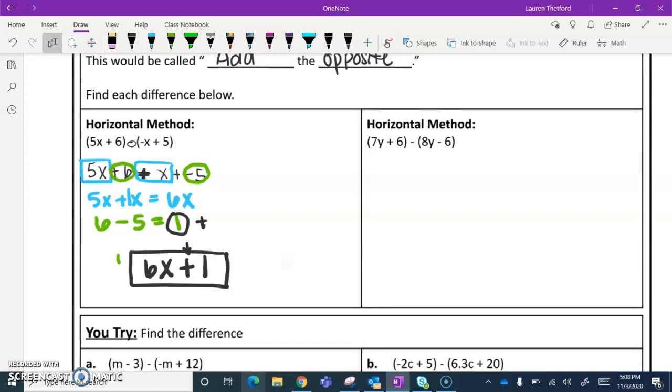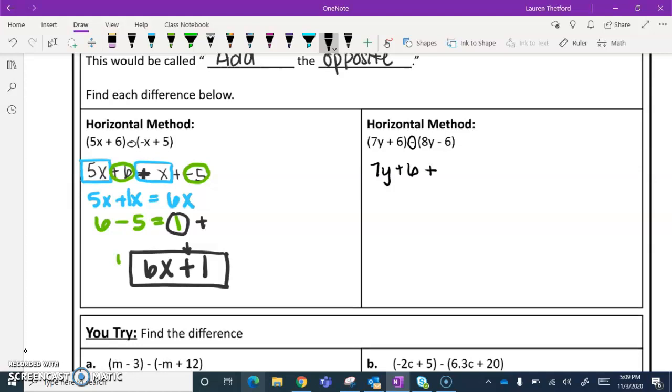Example 2, we're going to do the same thing. So we have 7y plus 6. We just drop the parentheses because there's nothing we can do to these parentheses and there's nothing on the outside here. You'll see what I mean by that later on. There's nothing we can do inside those parentheses, so we're just going to drop those. Then we start with step 1, which is changing our subtraction to addition.